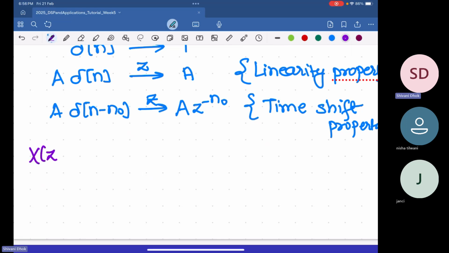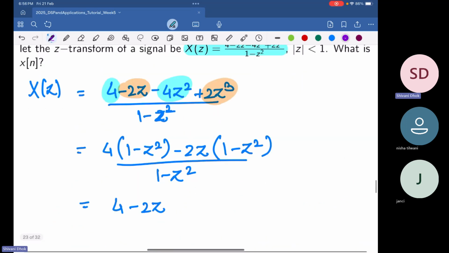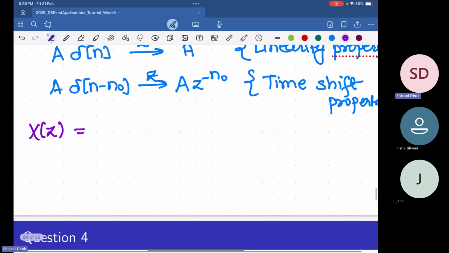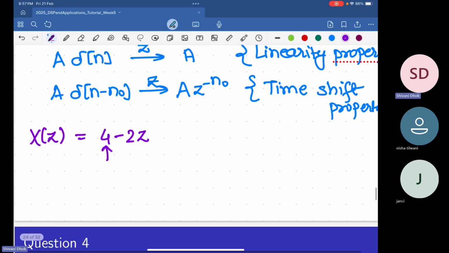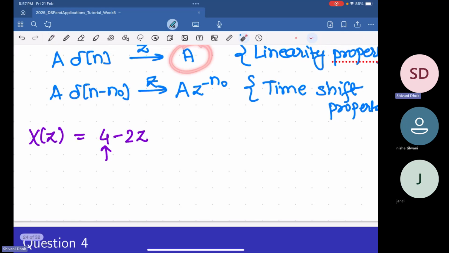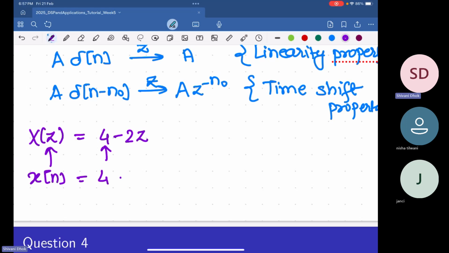We had x of z as 4 minus 2z inverse. Sorry, 4 minus 2z, like this. Now this particular thing here, this 4 is like a constant. So if I have my a equal to 4, then its inverse z transform will be a into delta n. So if I take the inverse z transform, then that of this 4 will be simply 4 into delta n.